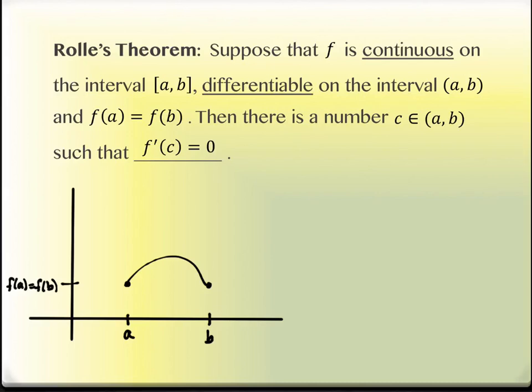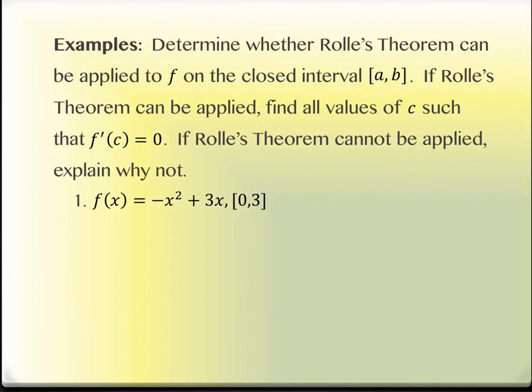But this theorem guarantees that there's at least one point, we'll call it c, where the derivative is 0. If I were to draw a tangent line at that point, it would be a horizontal tangent line. The slope of the horizontal tangent line is 0. So Rolle's theorem guarantees that has to happen at least once. Okay? So we're going to look at some examples then of Rolle's theorem.